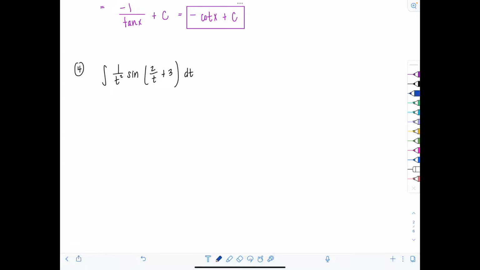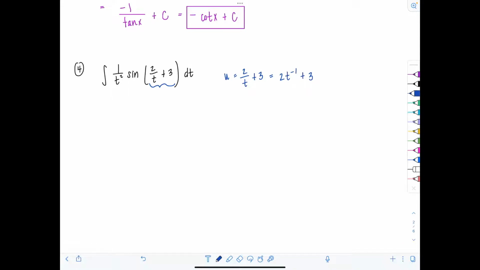So see how we have a composition here, sine of 2 over t plus 3? I'm thinking that's going to be a good choice. And remember, 2 over t is the same as 2t to the negative first plus 3.